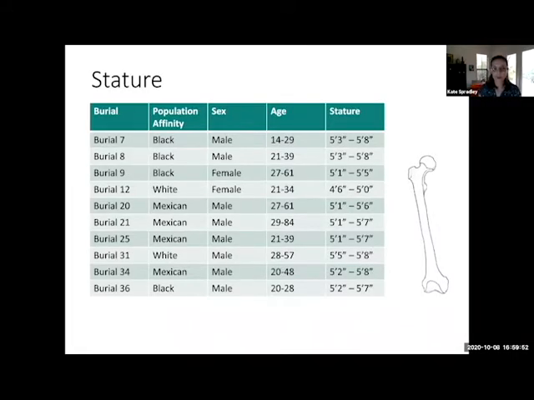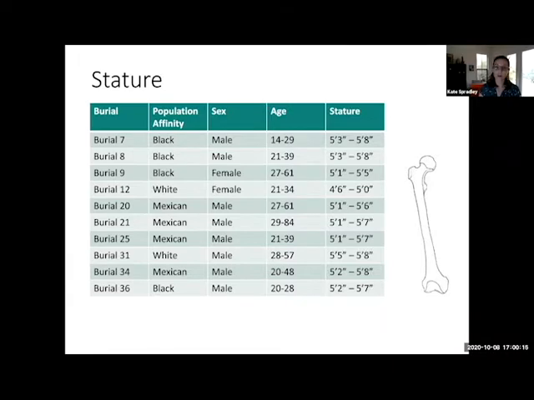Estimating stature, or how tall a person was, is most often conducted using mathematical formulae derived from the femur that you see here, the thigh bone, or other long bones or arm bones. Most of the remains were so fragmentary that estimates of stature were not possible. Stature is often used as an indicator of the overall well-being of a population.